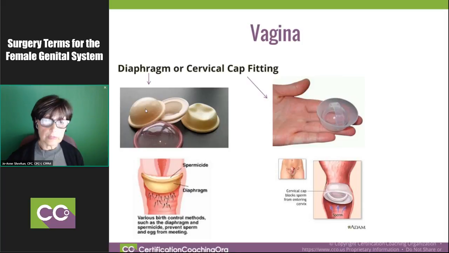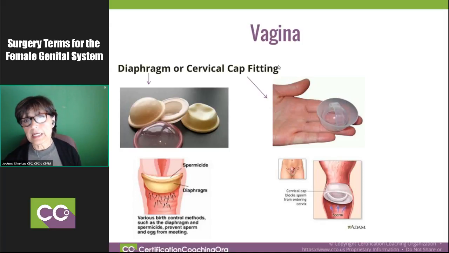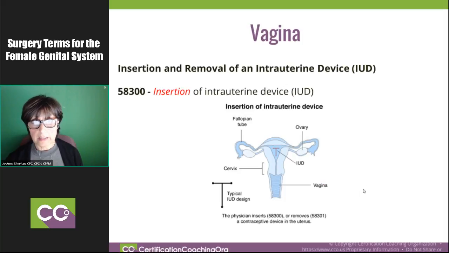And here we have pictures of the diaphragm and the various birth control methods. Spermicide goes in, and then the inside, like the cup of the diaphragm, and then it is actually inserted, and that prevents sperm and egg from meeting. This is what a cervical cap is, and the cervical cap blocks sperm from entering the cervix here. Okay, so that's basically what they look like.